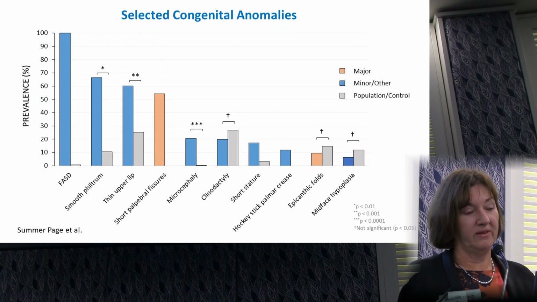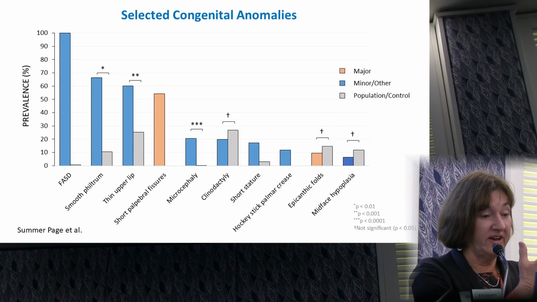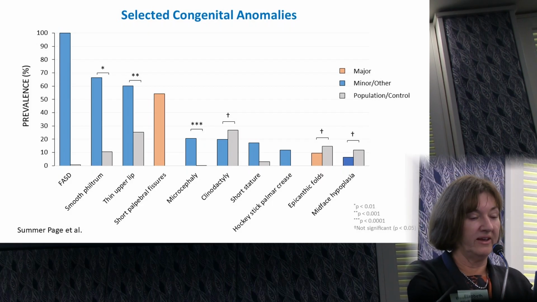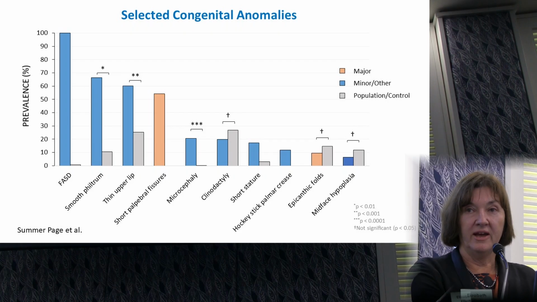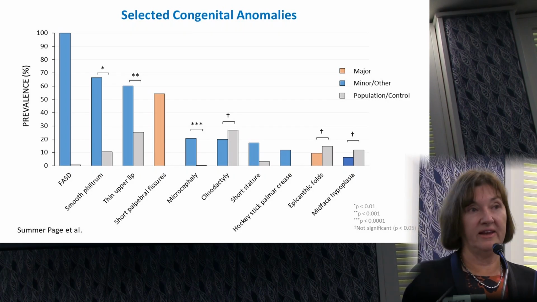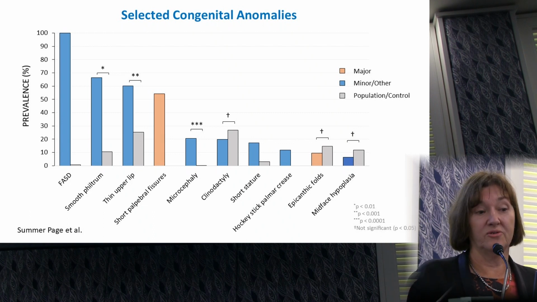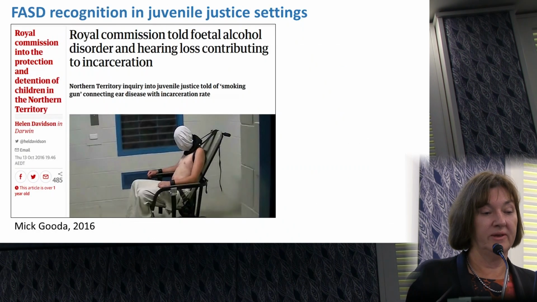And if we look at those birth defects, the majority that we saw were the facial defects, but we were also seeing, as I said, microcephaly in 1 in 5 children, short stature in 1 in 5 children. And the coloured bars are what we saw in the children with FASD, and the grey bars are what we know in the general population. So certainly the facial features and microcephaly are much more common in children with FASD.